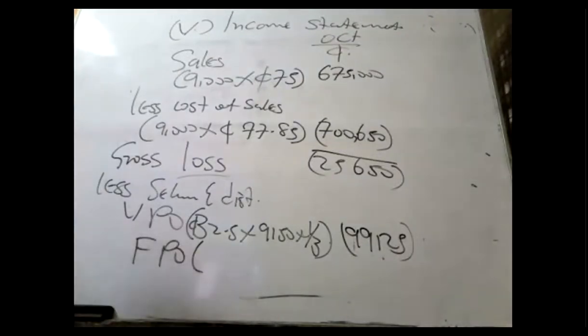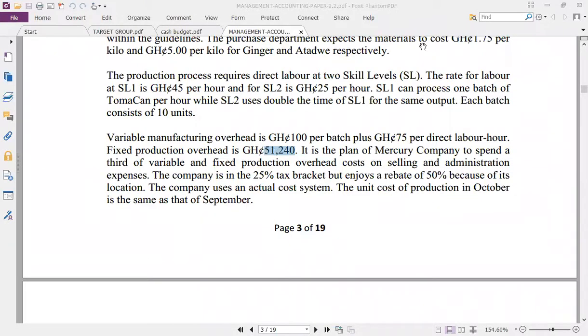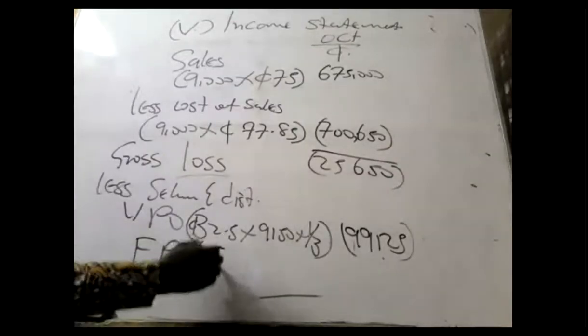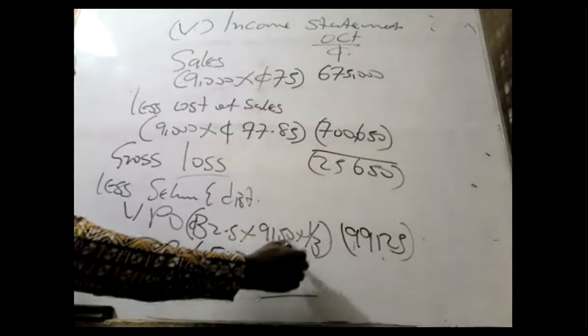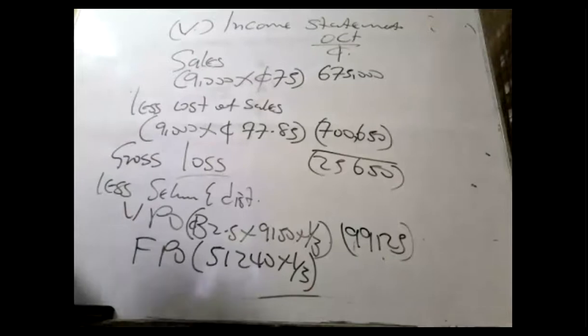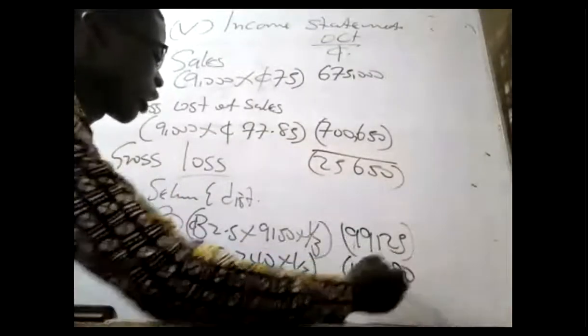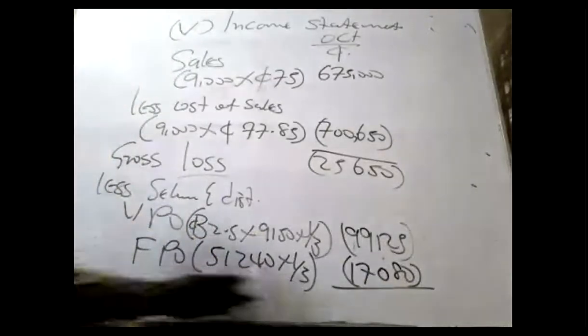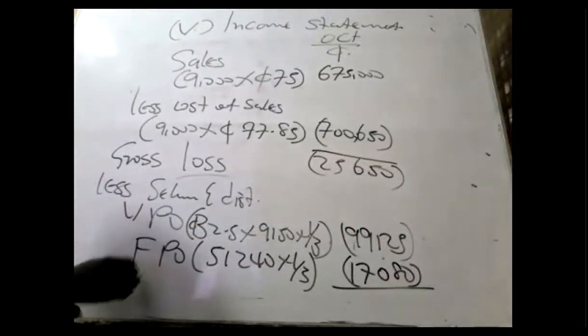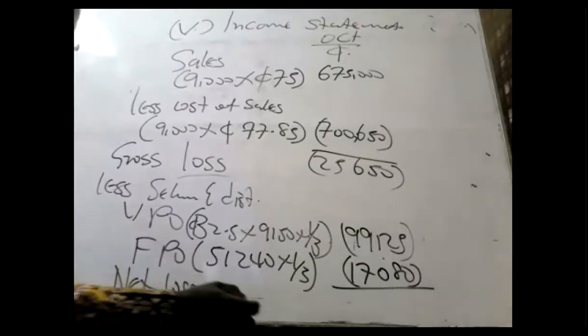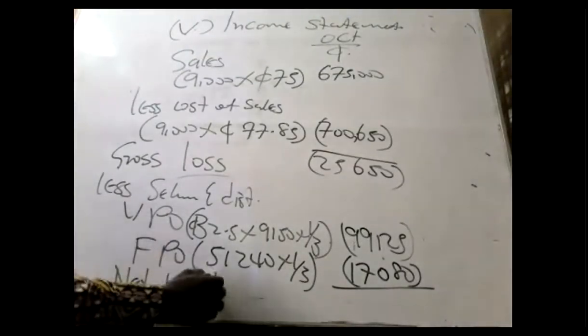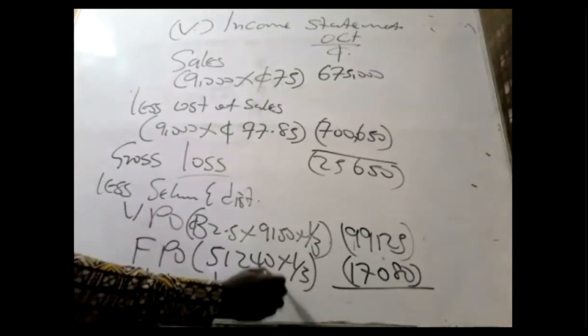Don't worry yourself. Fixed production overhead, they've given to us already. So go take that figure and strike one third out. The fixed production cost is here, 51,240. So take 51,240 and strike one third out of it. So this should give us 17,080. Basically, we are done. So this will give us a net loss before tax.